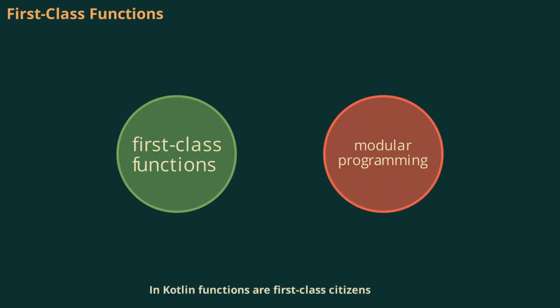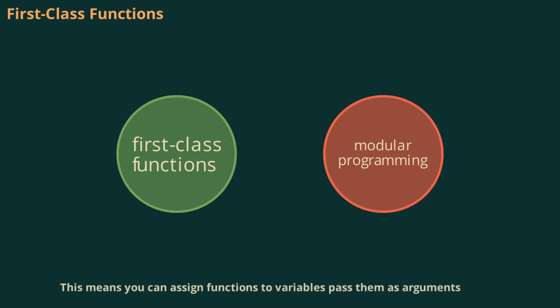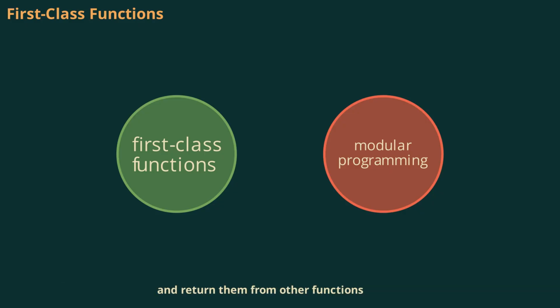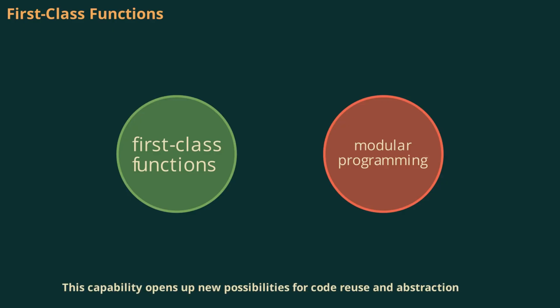In Kotlin, functions are first-class citizens. This means you can assign functions to variables, pass them as arguments, and return them from other functions. This capability opens up new possibilities for code reuse and abstraction, making your programs more modular and adaptable. First-class functions are a hallmark of modern programming languages.